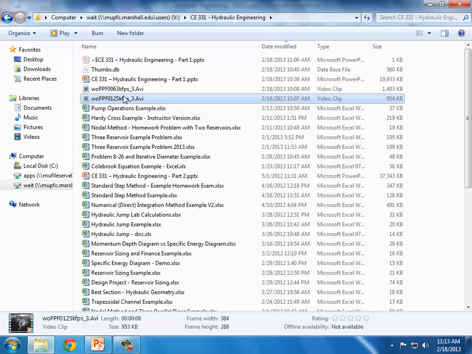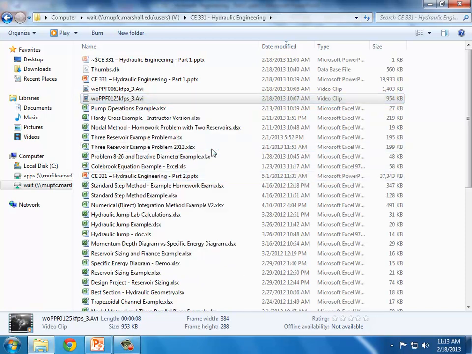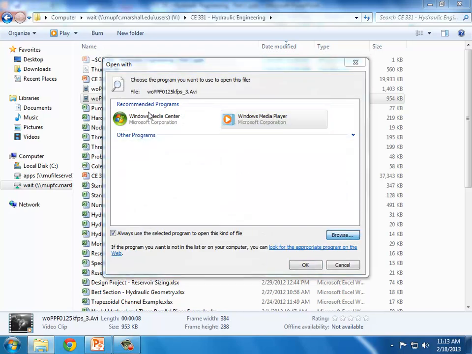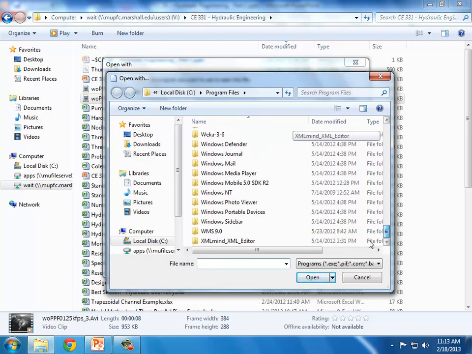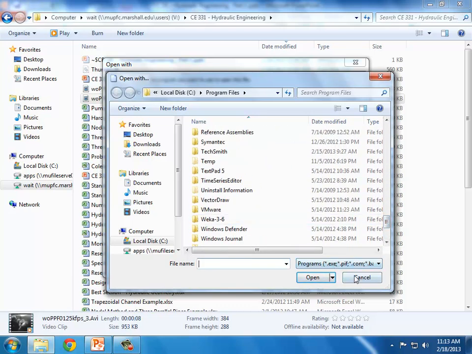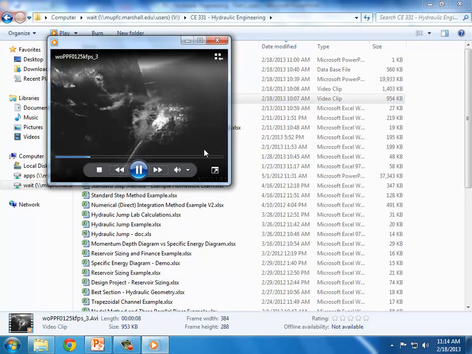No, this one doesn't seem to play. Let me see if I can play it with. I wonder if they've got VLC on here. No, it's a pity. Let me just try one more time. Oh, here it is. It almost looks like miniature explosions as the impeller rotates through the water.